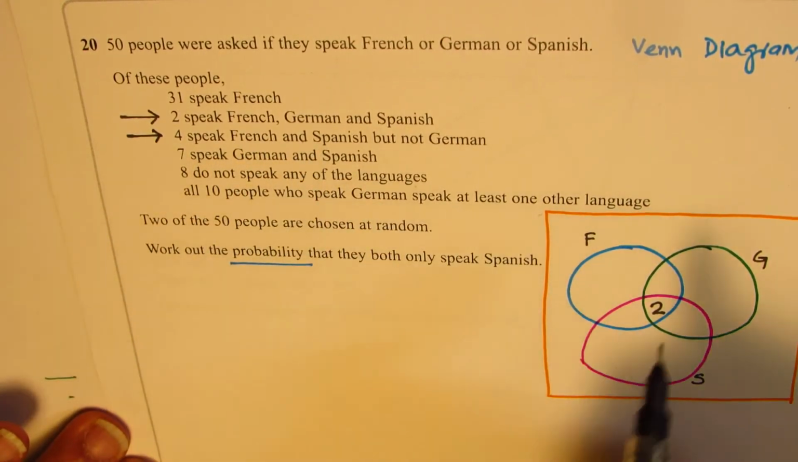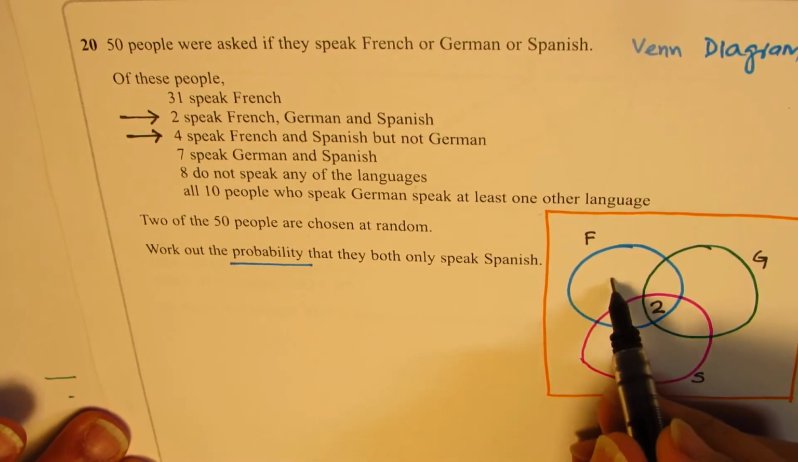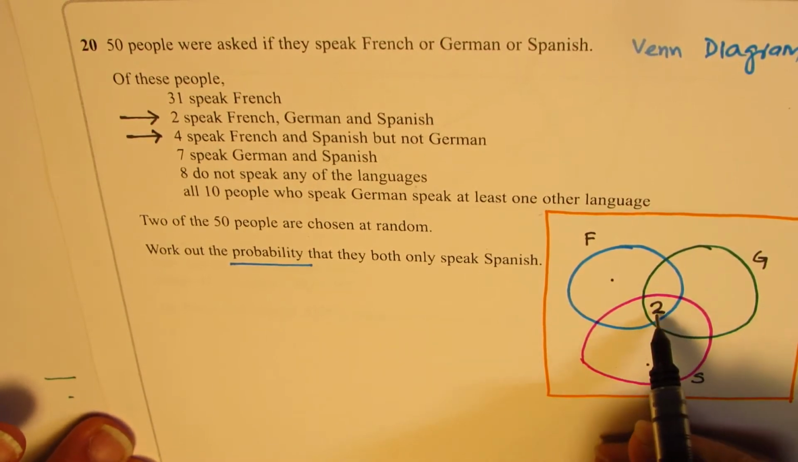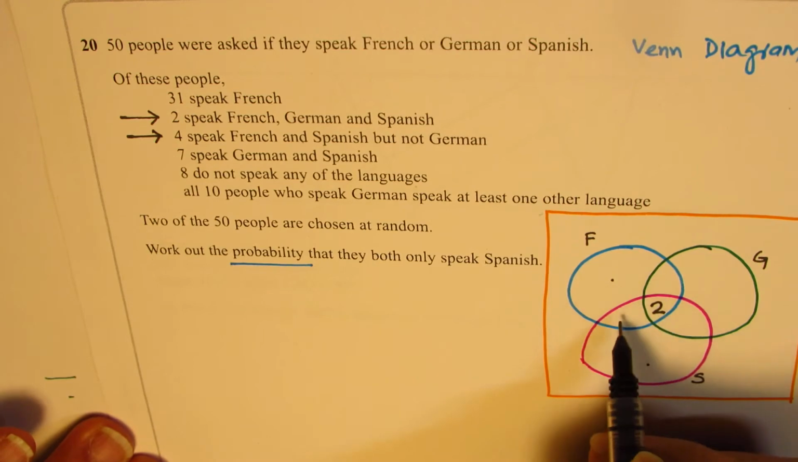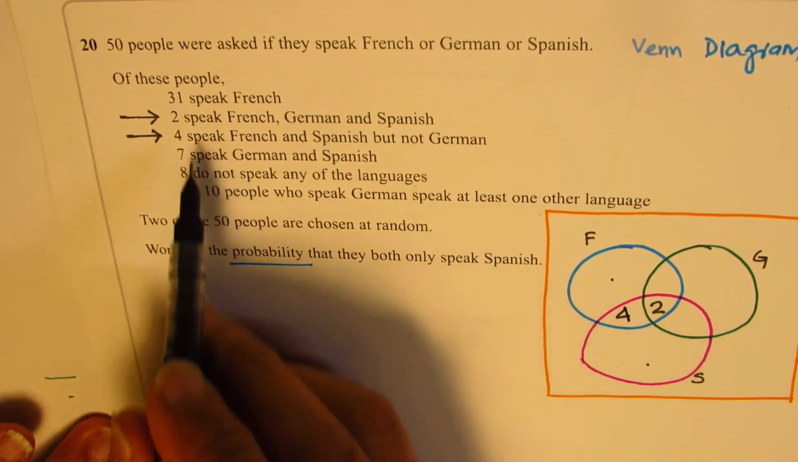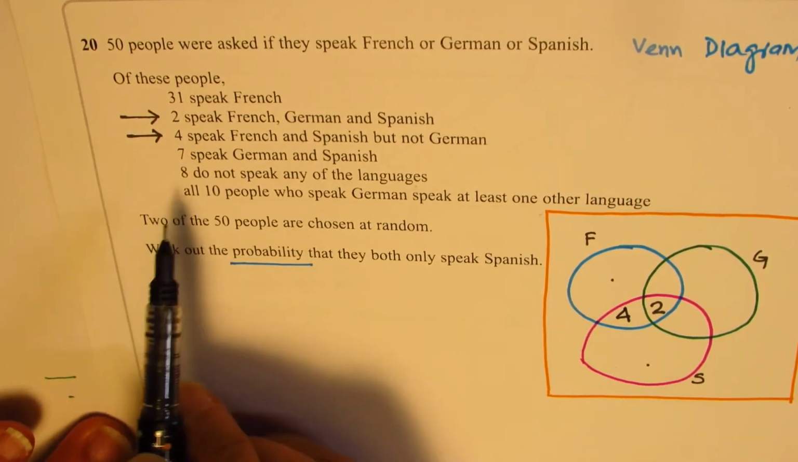4 speak French and Spanish. So something common between Spanish and French. So only this, not German. So that is 4. Correct. So directly this value 4 comes into this place.